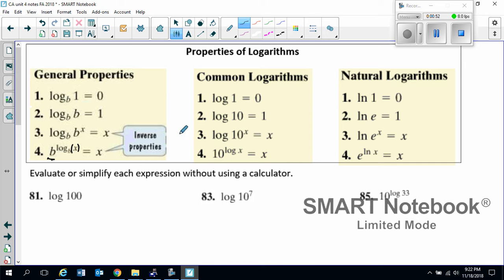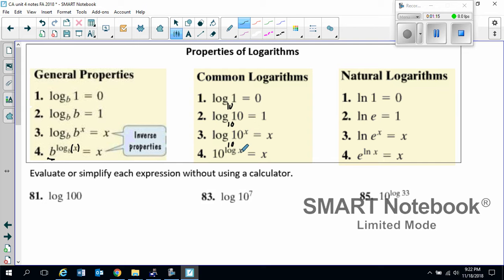So this is not 4 different ones. These are all the same. They're just showing it to you with different types of logarithms. So common log, remember, is going to be base 10. So what they're saying right here is 10 to the 0 power gives you 1. 10 to the 1 power gives you 10, right? Then 10 to the power of x would give you, well, 10 to the power of x, right?